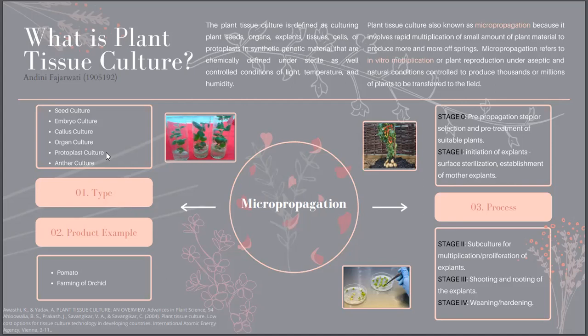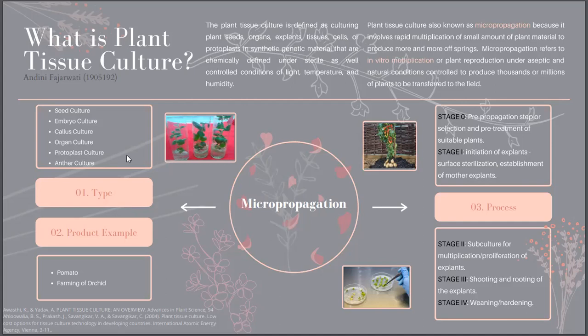And then the next one is protoplast culture. In protoplast culture, the explant is obtained from plant cells. As we know, a protoplast is a cell that doesn't have a cell wall. So it can do protoplast culture. And then the last one is anther culture.